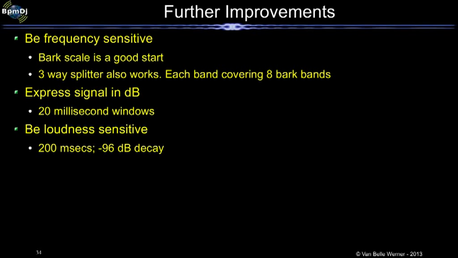In our case, because we wanted to run it on Android and we didn't expect we had much computational time left, we reduced it even further to 3 bands, the low, middle and high frequency bands, each band covering 8 Bark bands. Aside from being frequency specific, it is also valuable to respect loudness. That means that we store in the delay buffer log values, as opposed to direct RMS values. And also that we apply a 150 to 200 millisecond decay to every incoming sample.